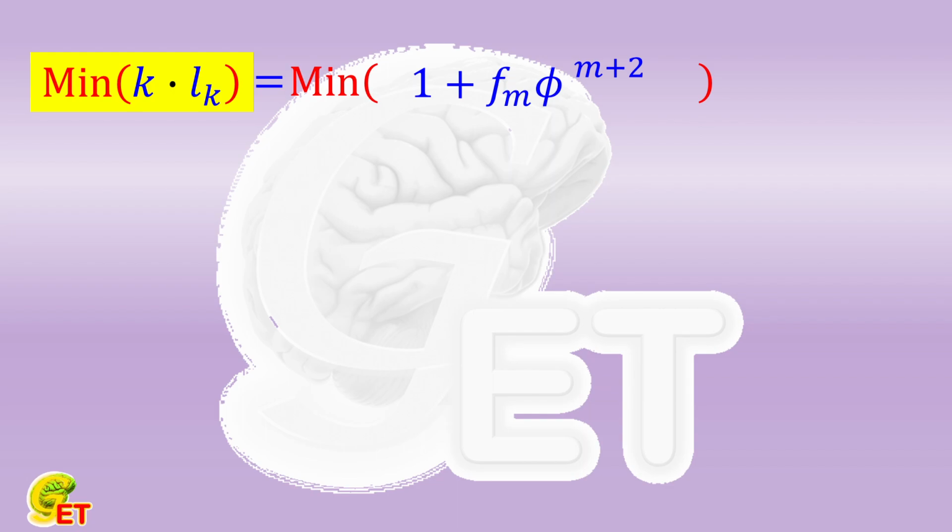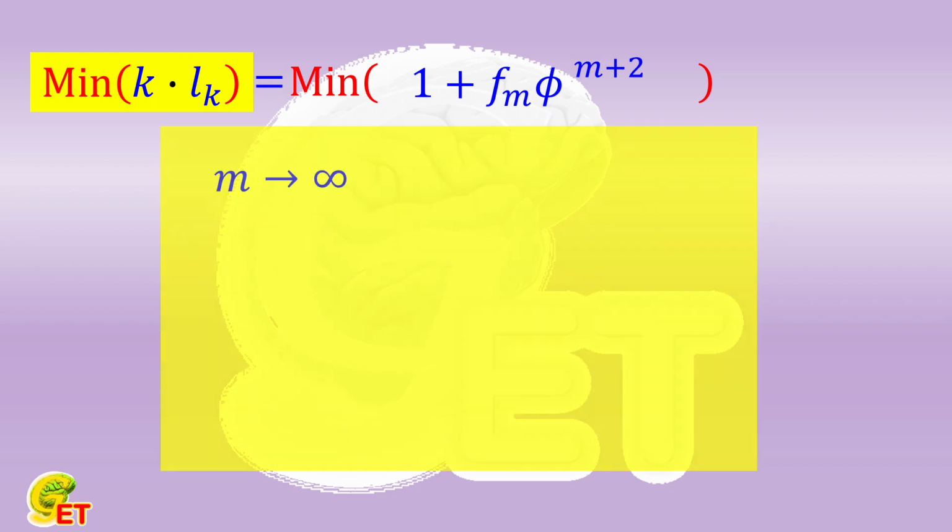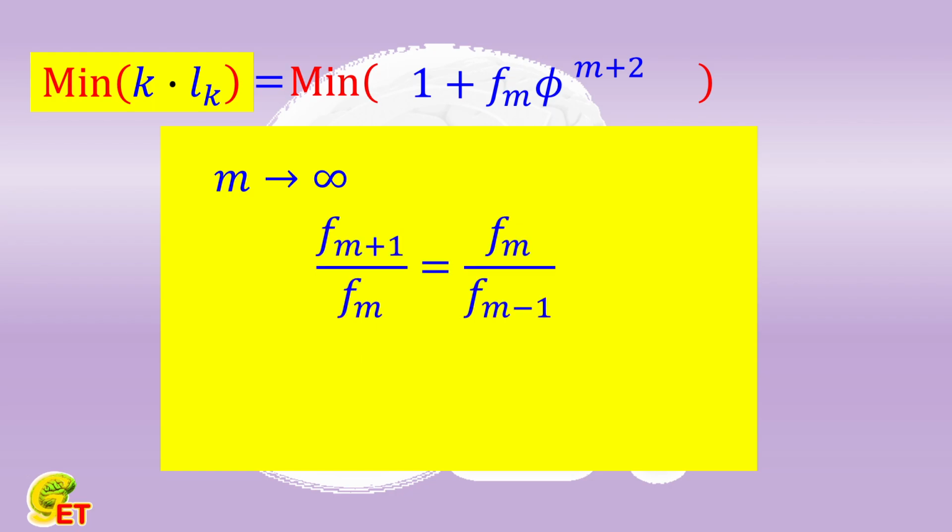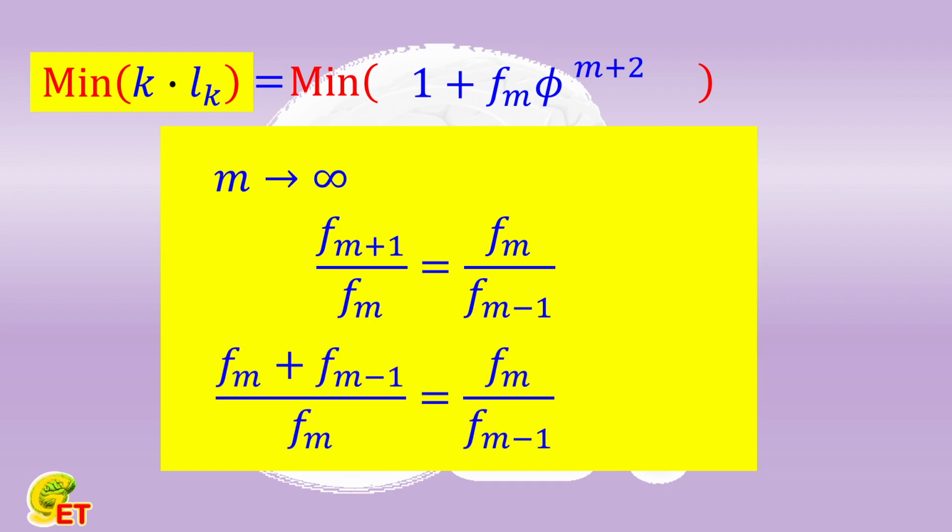We need to insert a few unnecessary words here. When people see Fm multiplied by phi, it is so straightforward to think of the topic, regarding the relationship between the limit of the ratio of adjacent two Fibonacci numbers. As m approaches infinity, if there is such a limit, Fm plus 1 over Fm is equal to Fm over Fm minus 1. That is to say, Fm plus Fm minus 1 over Fm is equal to Fm over Fm minus 1. Obviously, this is the definition of golden ratio.